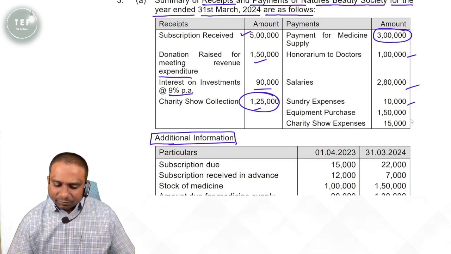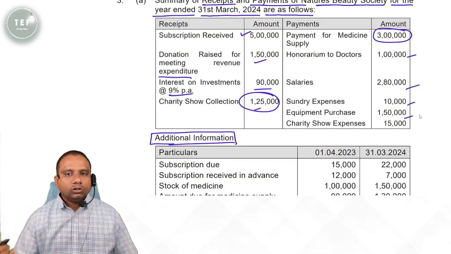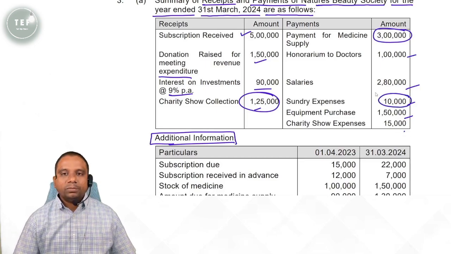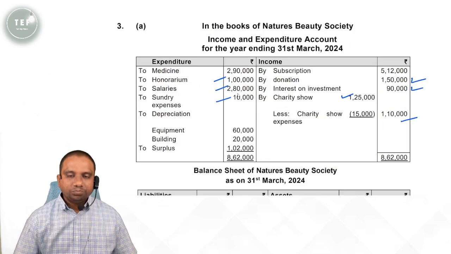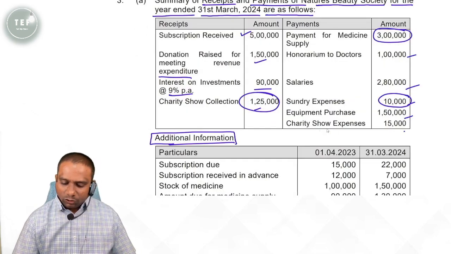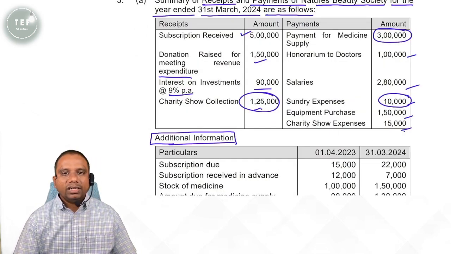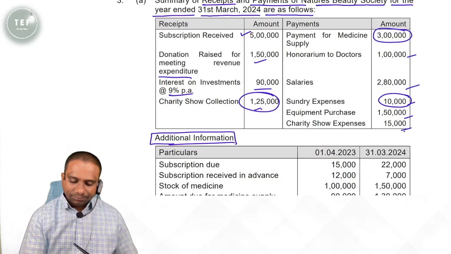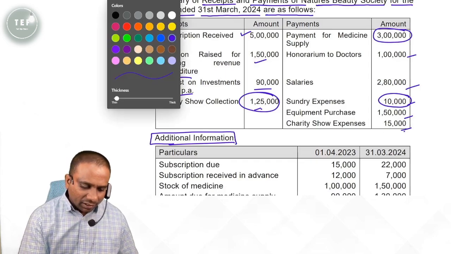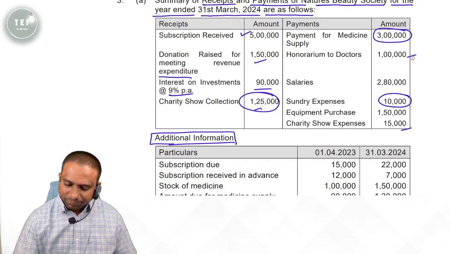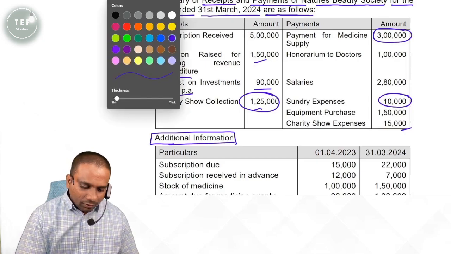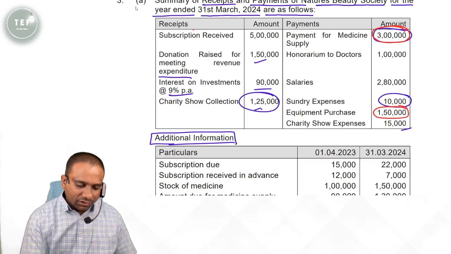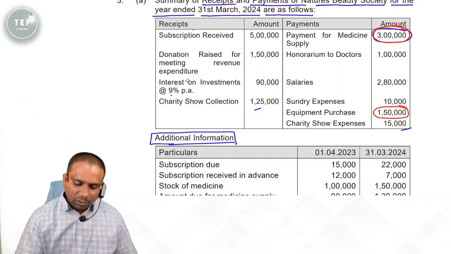Next one. Equipment purchased. This is an asset. Show it in the balance sheet. Next, sundry expenses, sorry, this is my mistake. Sundry expenses, debit. Next, charity show expenses 15,000 deducted from 1,25,000. 1,25,000 minus 15,000 is 1,10,000 rupees. Clear? Next one. So here, what are the pending amounts? Pending amounts are payment for medicine supply and equipment purchased. Except these, all remaining amounts are considered.